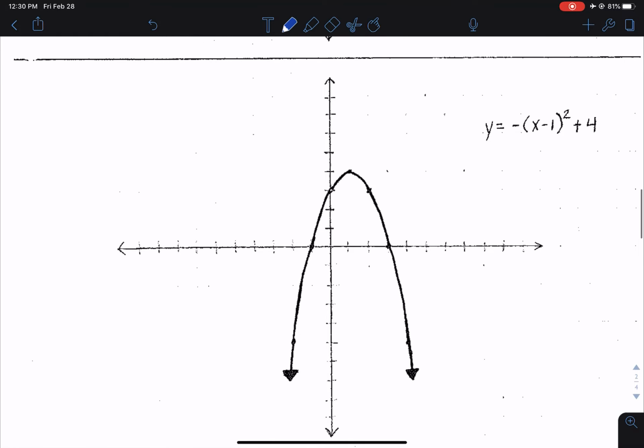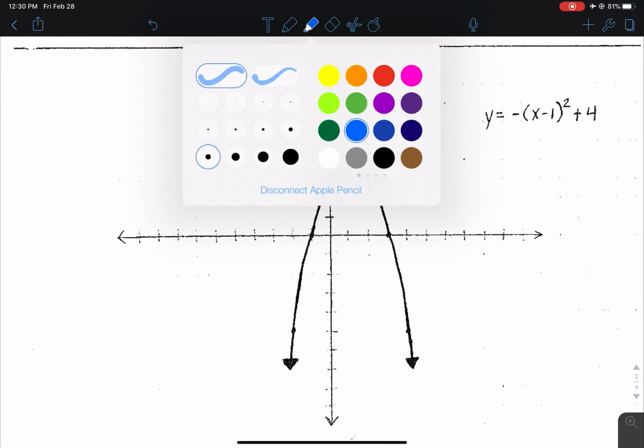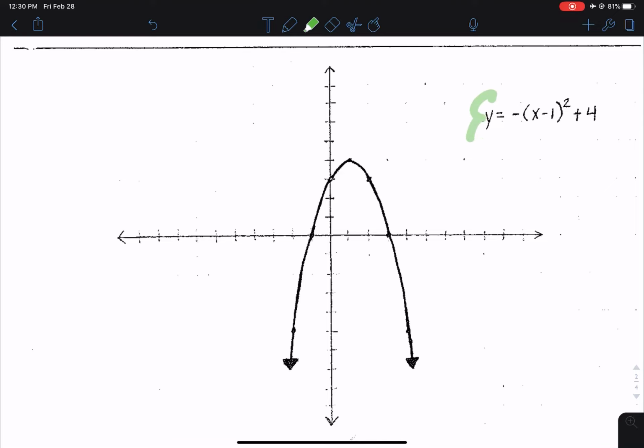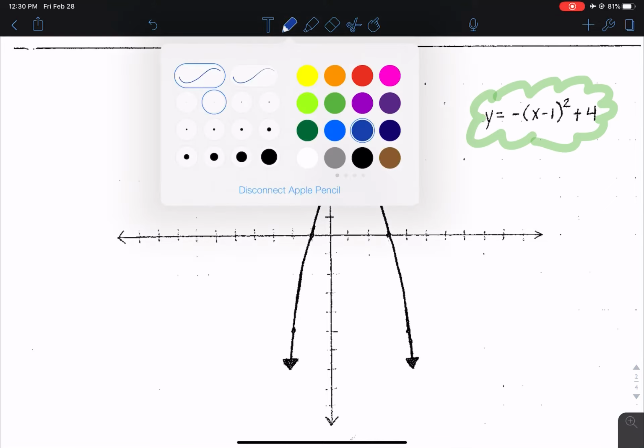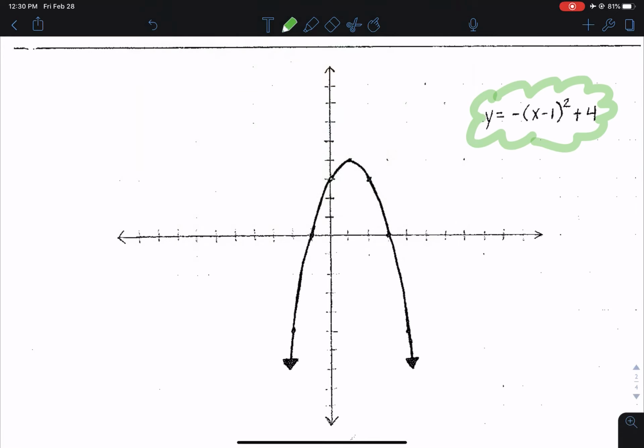All right, so one more example. I have this function right here, y equals negative (x minus 1) squared plus 4, and this function made this picture on the graph. And we're just going to identify the things that we just talked about above. So the first thing we're going to do is find the vertex. On this one, the vertex is the highest point, so it's going to be my maximum, not my minimum. Okay, so that's my vertex.